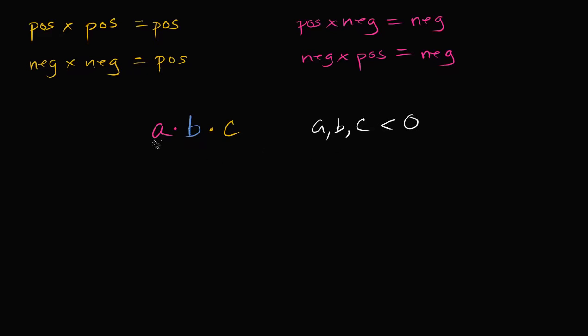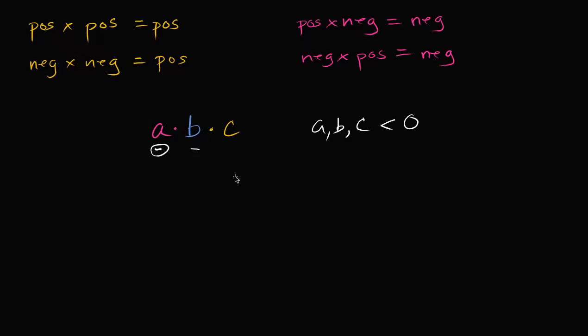So if that's the case, what is this product going to be equal to? Well, you're going to have a negative times a negative. A times b, if you do that first, and we can when we multiply these numbers, that's going to give you a positive. But then you're going to multiply that times c, which is a negative. So you're going to have a positive times a negative, which is going to be a negative. So if a, b, and c are all less than 0, then the product a, b, c is going to be less than 0 as well. This whole thing is going to be negative.